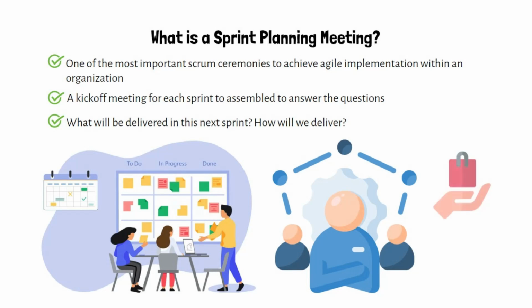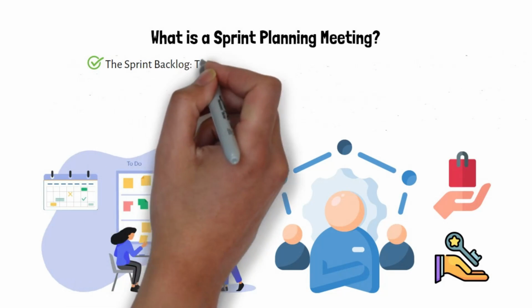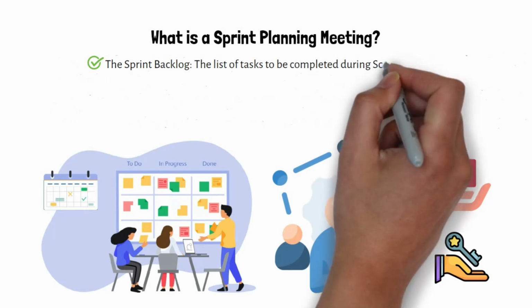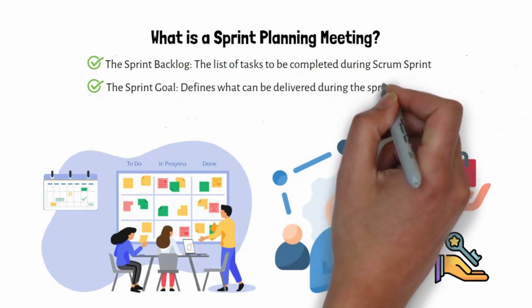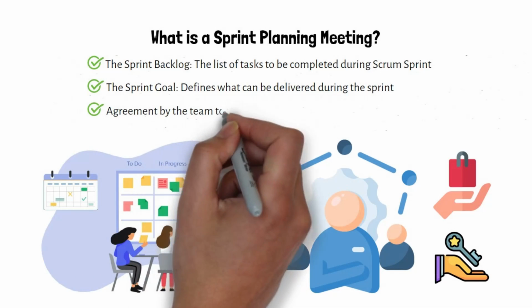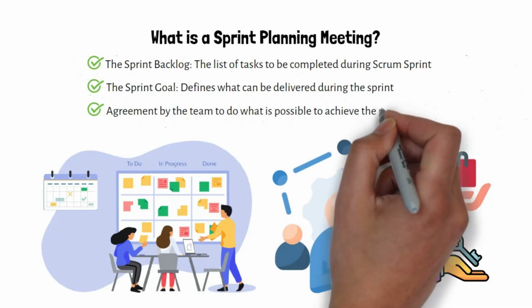During a sprint planning meeting, the product owner describes the priorities for the product and the Scrum team asks questions to understand the key aspects. It is a collaborative meeting in which the product owner, the Scrum team, and in some cases outside stakeholders may attend. At the end of the meeting, the team will have the following: the sprint backlog, the list of tasks to be completed during the Scrum sprint; the sprint goal, which defines what can be delivered during the sprint; and agreement by the team to do what is possible to achieve the goals.